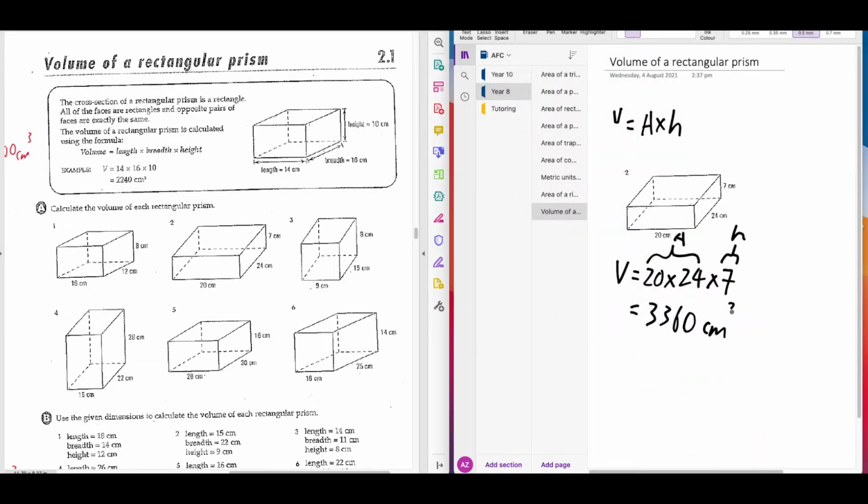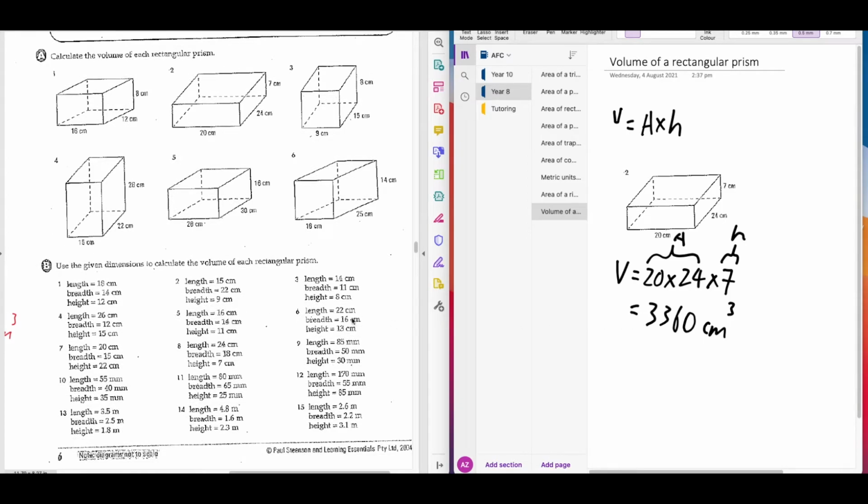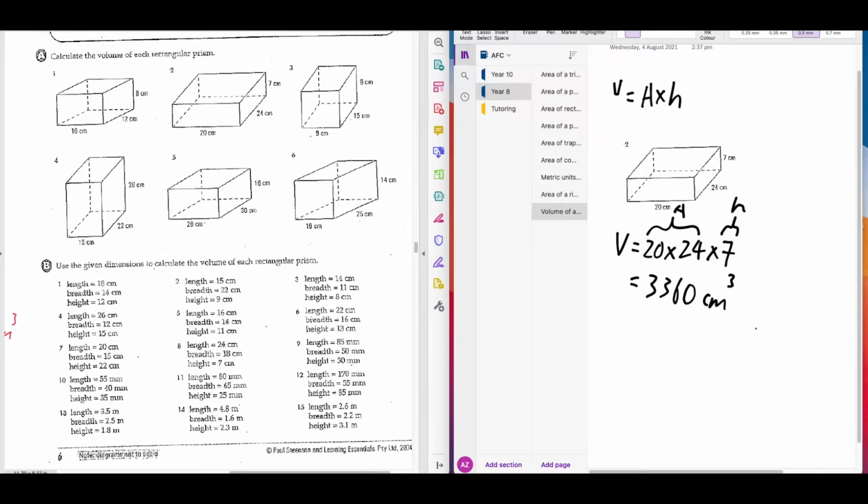All right, so I'm not going to go through any more questions in A because they're all basically the same stuff. So hopefully you should be able to do A. Now B is basically the same as A, but the only difference is now they're actually going to give you the dimensions, which is somewhat even easier. So I'm just going to do, say, B question 1, okay?